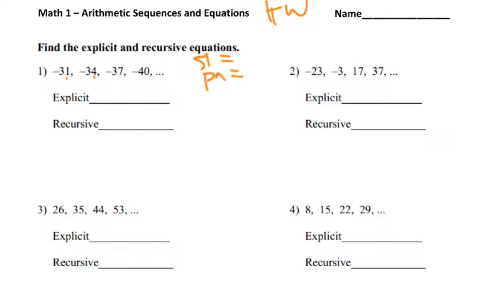So, negative 31 to negative 34 to negative 37, our pattern is we're subtracting 3. Going backwards, that would put us at negative 28 for our start. And then for the explicit and recursive, that's all we need.